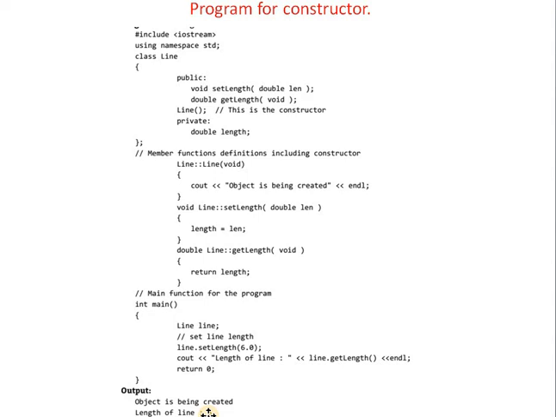See once again the program. In this program, whenever the line object gets created, at that time the constructor will be called automatically. So first it displays the message object is being created, and after that the member functions are executed.